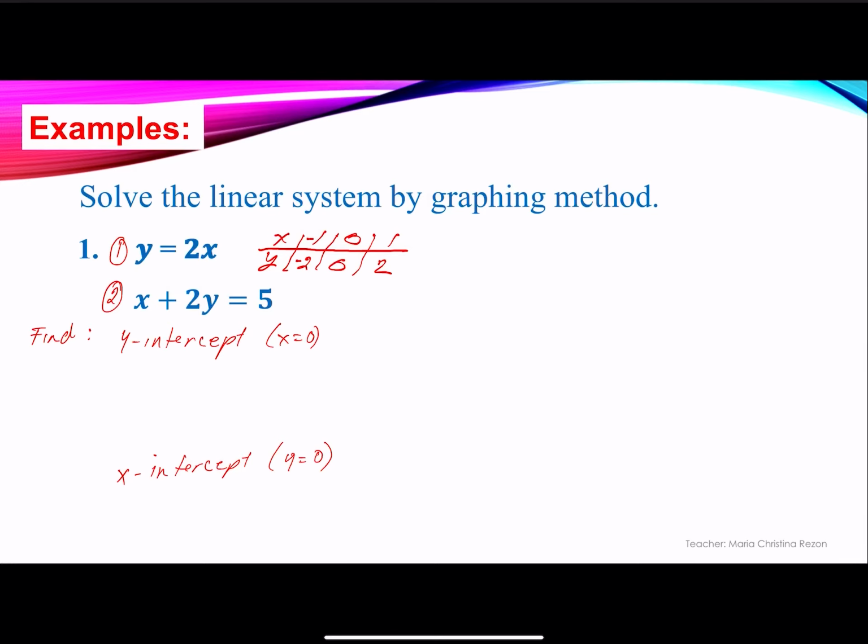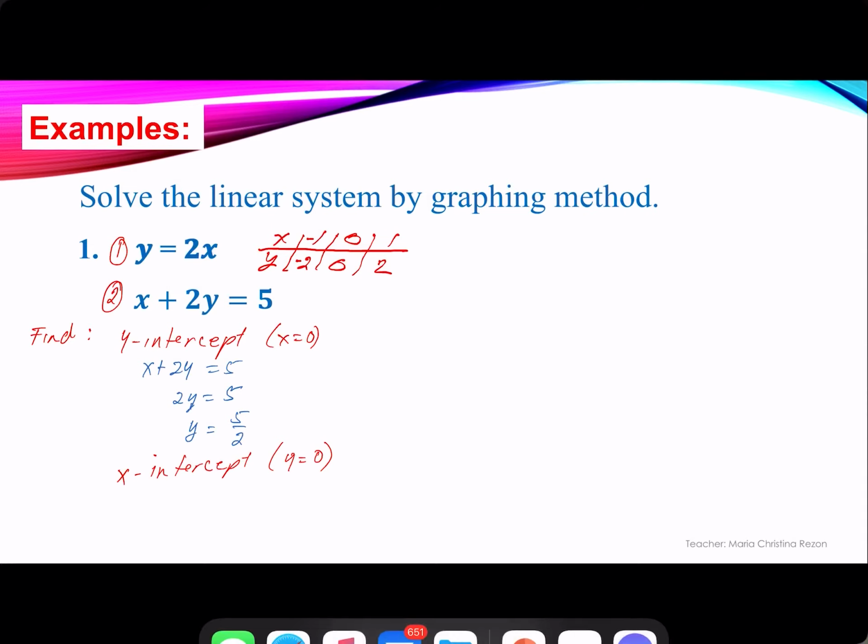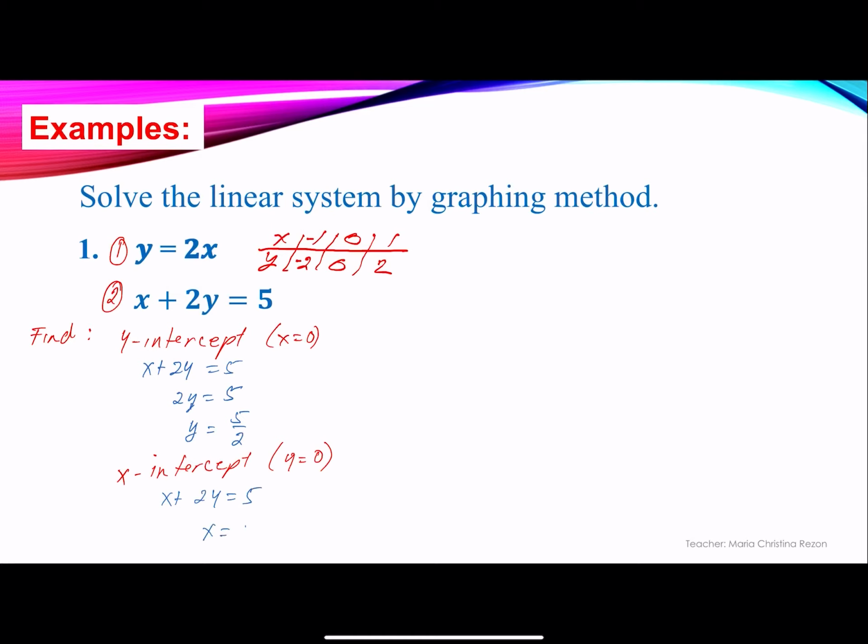We have x plus 2y equals 5. So set x to 0, then you will have 2y is equal to 5. Then y is equal to 5 over 2. And that is your y-intercept. For your x-intercept, you have x plus 2y is equal to 5. Set y to 0, then x is equal to 5. Then we are ready to graph these two equations here.